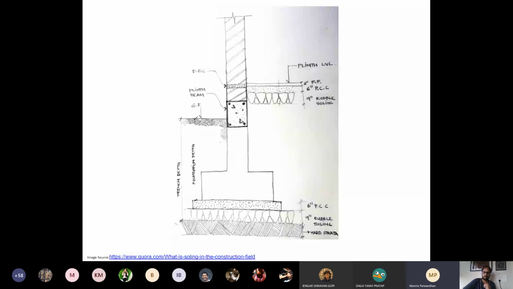Also look at the way that he's indicated rammed earth. That's the right way of showing it, and you really cannot go wrong in this. This is very important for all your higher years also, so I thought it's essential to say this.